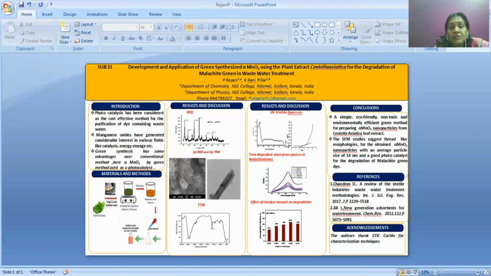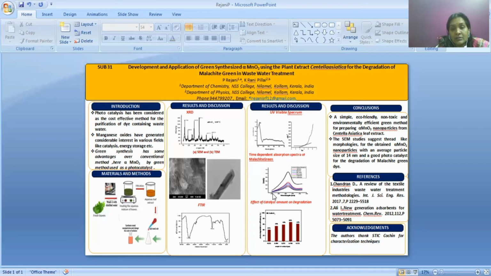Next is the UV visible spectroscopy. The prominent peak is observed here. By taking the Tauc plot and calculating the band gap, it is 2.7 electron volt, the band gap of the material. This material is very good for UV. It is a very good catalyst under UV light, and that is why we took up the photocatalytic activity.